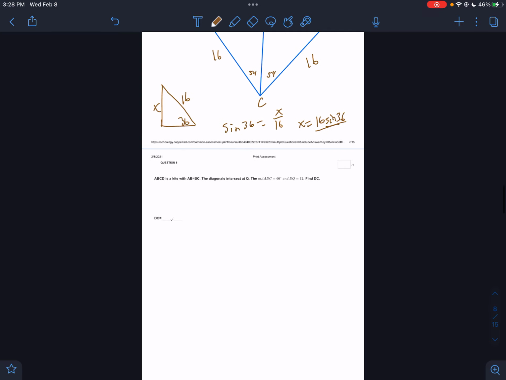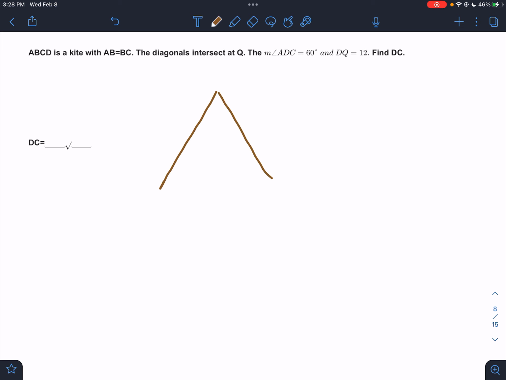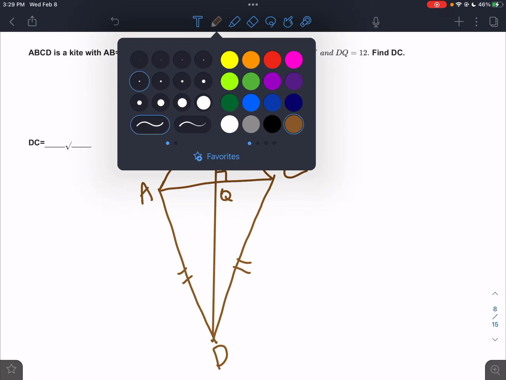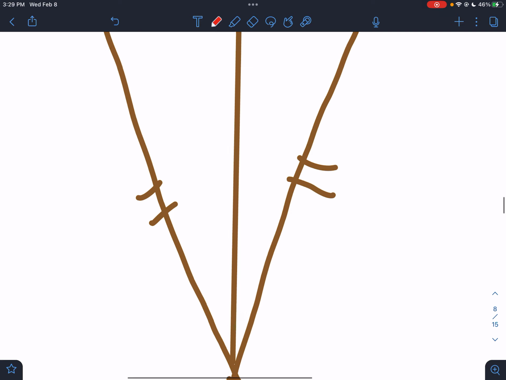All right. Oh, sorry. We got ABCD is a kite. It says AB equals BC. So I'm going to do ABCD so that AB equals BC. That means AD equals DC. Okay. The diagonals intersect at Q. So it's going to look something like this. Q. We know it's a right angle. All right. So it says ADC is 60 degrees. This entire corner is 60.